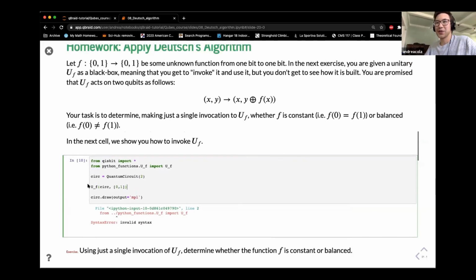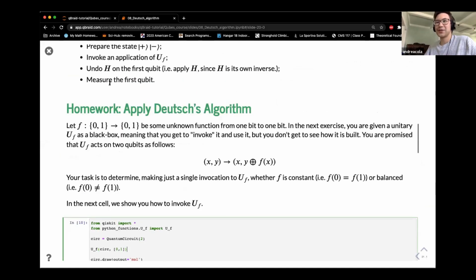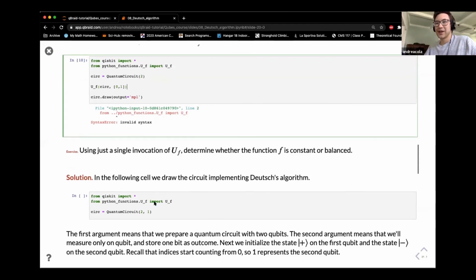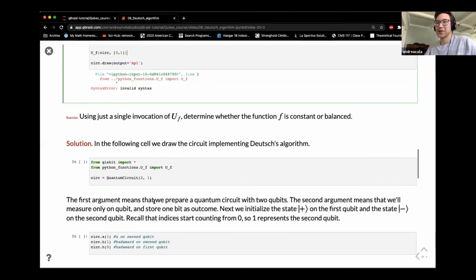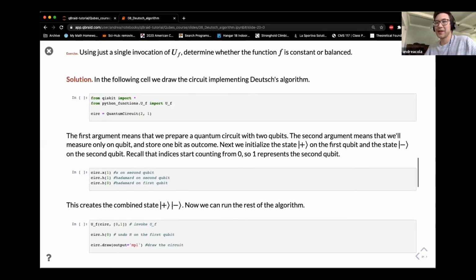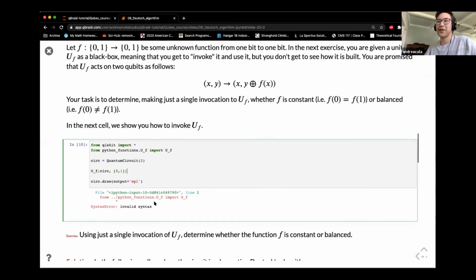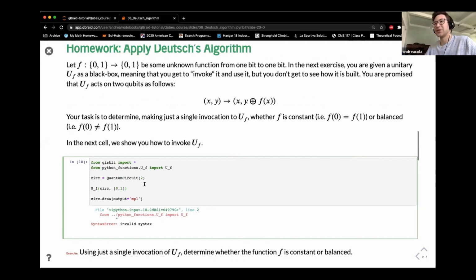Your task is to use this u sub f and write Deutsch's algorithm. So I want you to write a code cell implementing Deutsch's algorithm. And you have to tell me at the end whether the function f, which you don't get to see, you only get to call, was constant or balanced. That's your homework.